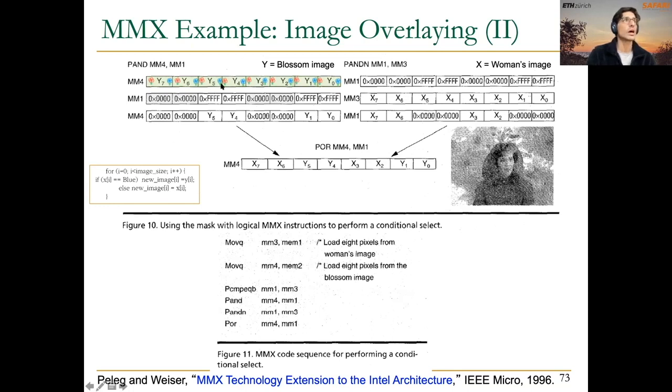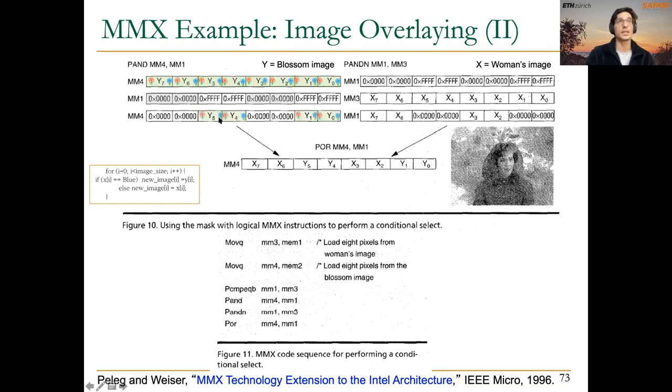So wherever we have 1 1 1, we will have the corresponding pixels of the blossom image in the output register. Here the operation that we are executing is an AND operation. So by ANDing these zeros and this Y7, we obtain 0. By ANDing these ones with this Y5, we will obtain this Y5.